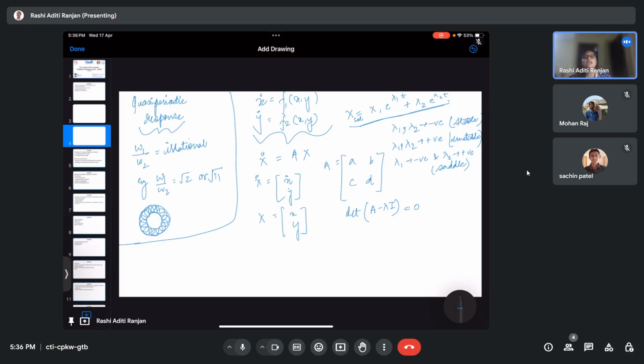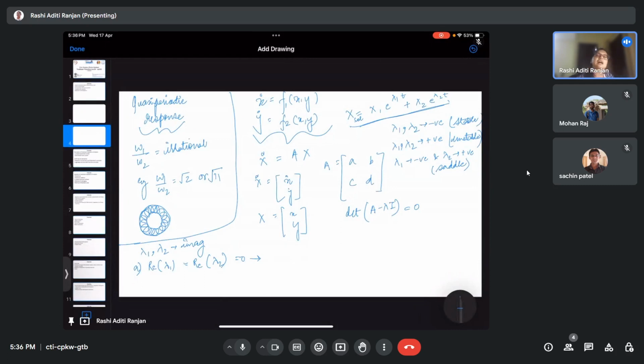Then comes the case when your lambda 1 and lambda 2 are imaginary. In case of imaginary, there were also three cases, right? And there were further three cases. First, when the real part of lambda 1 is equal to the real part of lambda 2, which is equal to 0. In this case, what was the solution? Well, my system was showing periodic response.